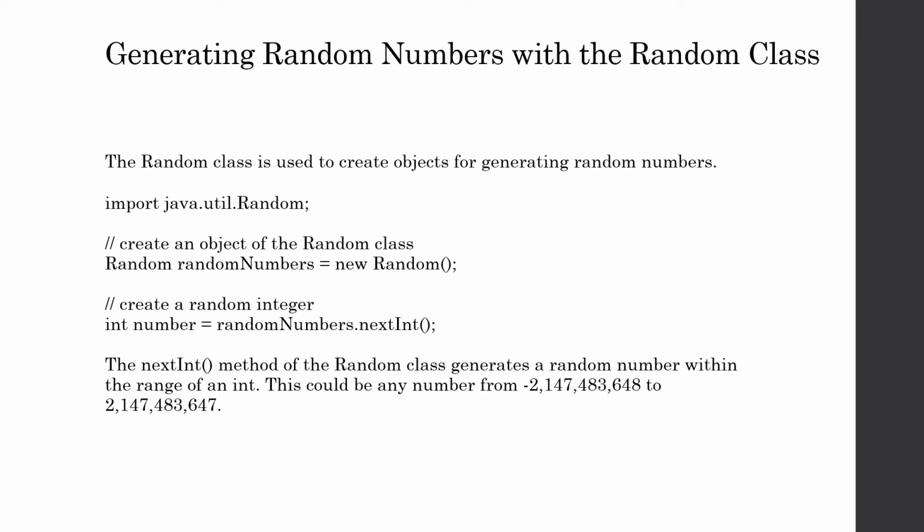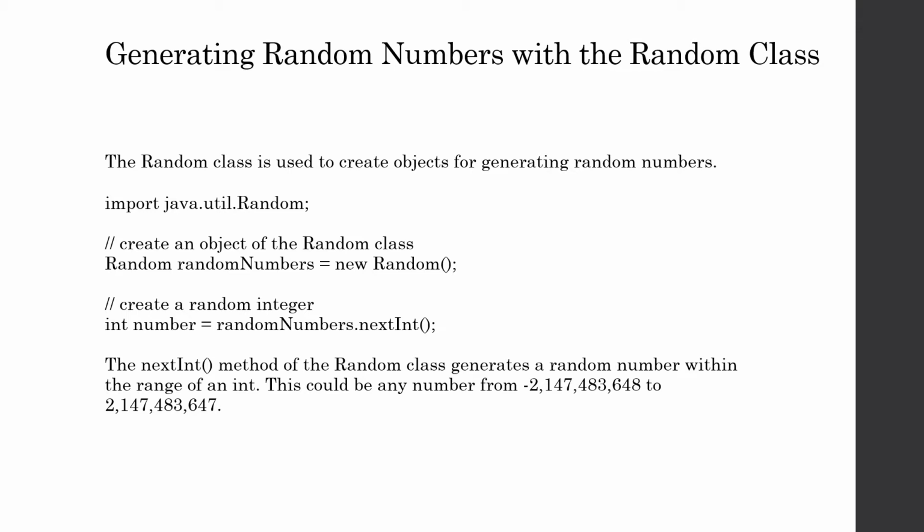So to finish up with chapter 4, we're going to take a look at the Random class, which we can use to generate random numbers. The Random class is going to be used to create objects for generating our random numbers. So we'll first need to make sure that we import that Random class. Just like the Scanner class, it comes from the util package. So we're going to have import java.util.Random.